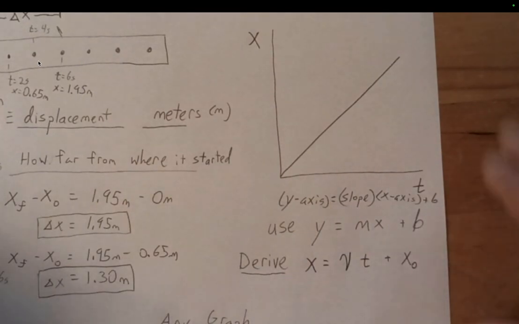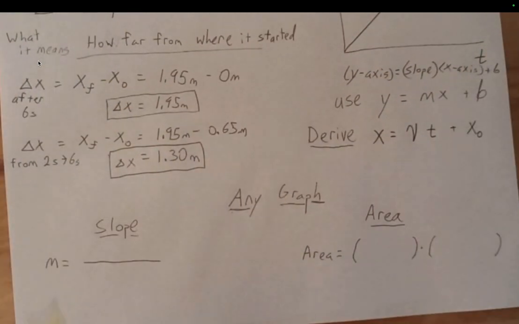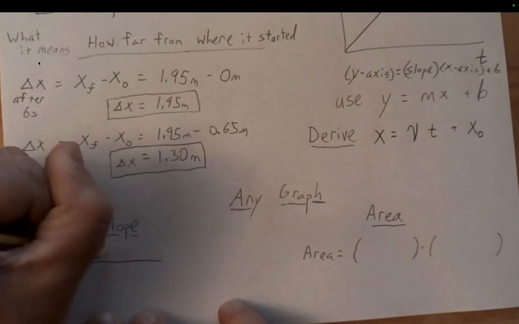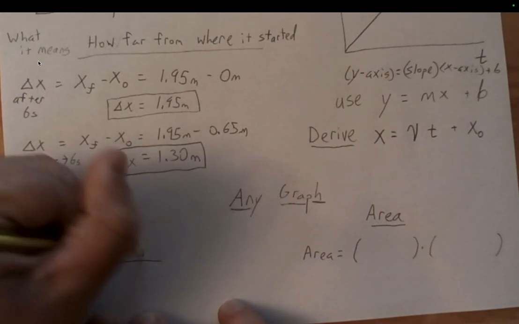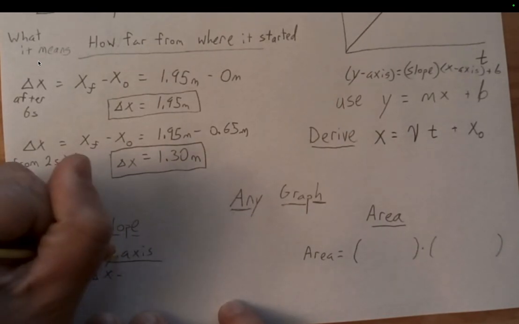And then as we get any graph, I'm going to say this throughout the course, whenever we have any graph, we can either get the slope or the area, and either the slope or the area is going to tell us something. And then we can compare it back to our equation sheet, and that will tell us some information. So if we get a slope, whatever a slope is, that's going to tell us a change in the y-axis divided by a change in the x-axis.